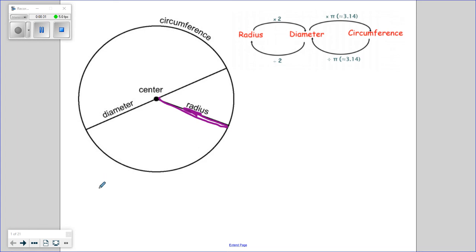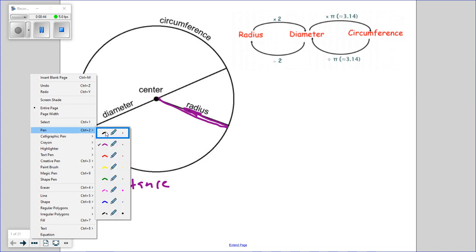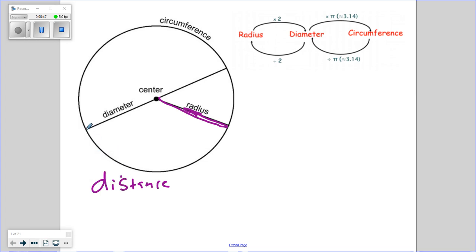By the way, all three of these are distances. So the distance between the center of a circle to the edge is called the radius. The distance, let me make this in red, between one edge of a circle and the other that passes through the center of the circle. So this red distance is the diameter of the circle. It's got to pass through the center. So the distance across the circle from one edge to the other passing through the center, that is the diameter of the circle.